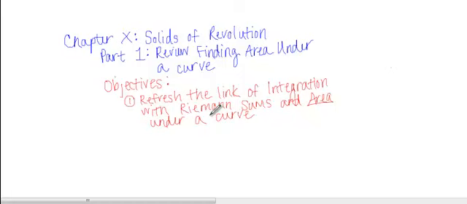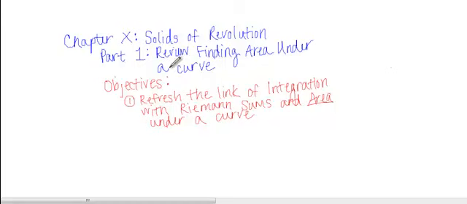We're headed into our Beyond the Book chapter, which I'm going to call Chapter X, Solids of Revolution. We're going to be creating these solids that we create by revolving a certain function around an axis. So we're going to be creating these solids and calculating volume of these solids and also surface area.